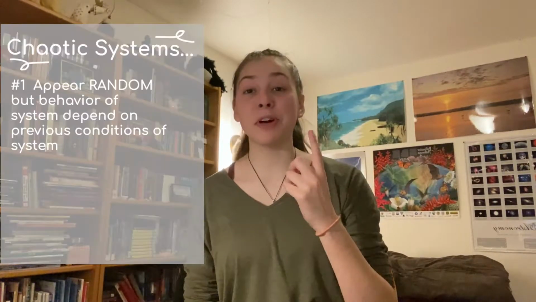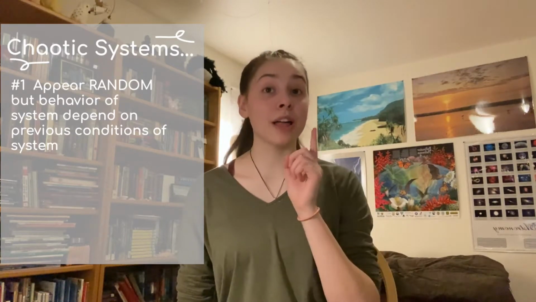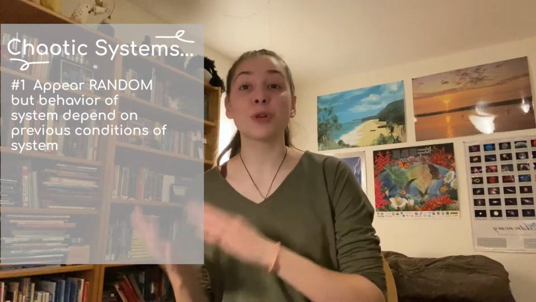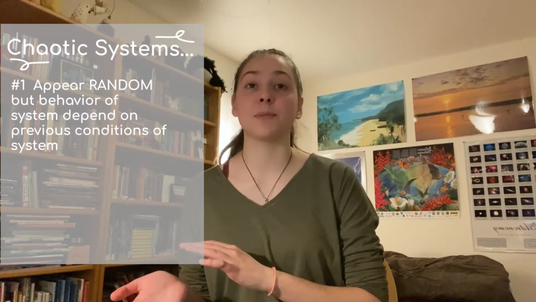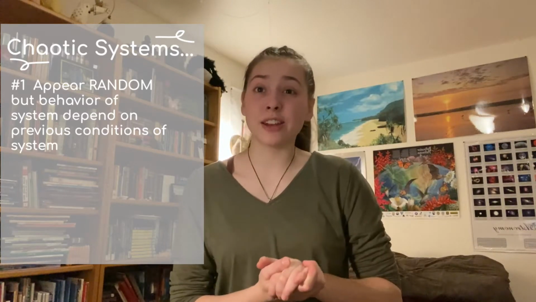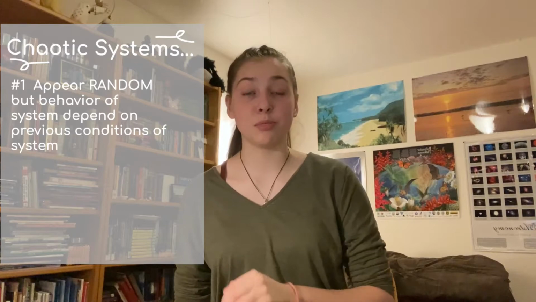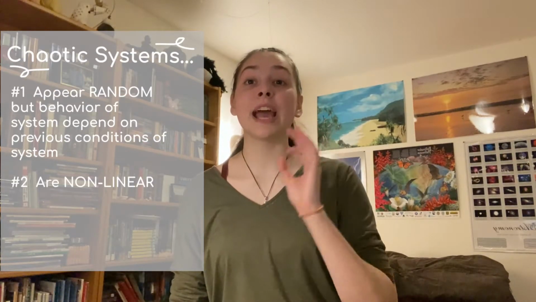Now let's get back to the definition of chaos theory, but don't worry, I'll break it down for you. You see, chaotic systems have three main properties. 1, 2, 3, easy as that. Number 1, chaotic systems look random. This means no periodic motion, but the behavior of the system depends on the previous behaviors and conditions of the system. For example, flipping a coin looks random, but it is not chaotic because each flip does not depend on the previous flips. Number 2, they are non-linear.